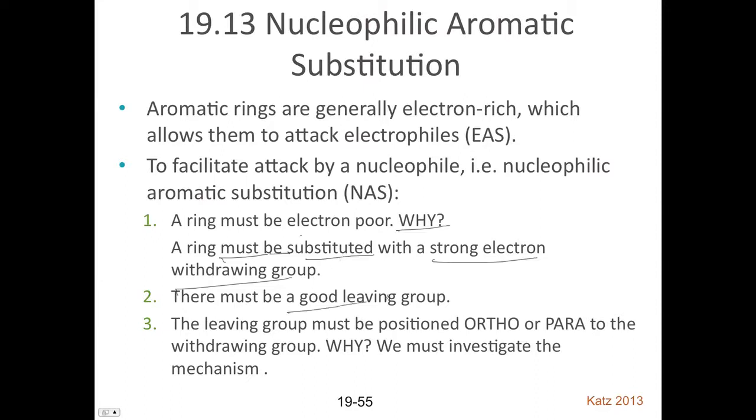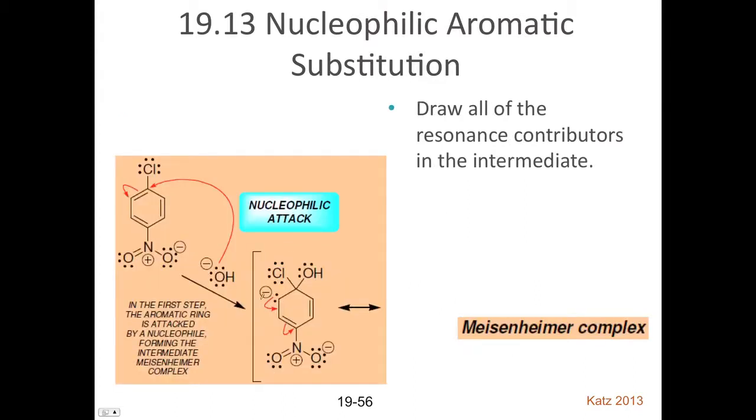There must be a good leaving group like bromo or some sort of a halide. The leaving group must be ortho or para to the withdrawing group, okay? We will look at the mechanism and explain why. Parachloronitrobenzene. You have hydroxide attacking in right there. As this guy attacks right into where that chlorine is, you will form an intermediate Meisenheimer complex.